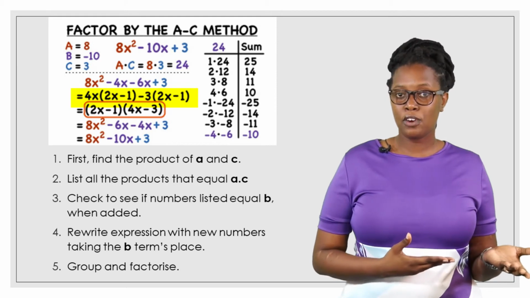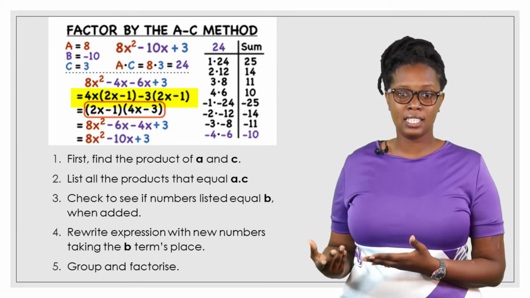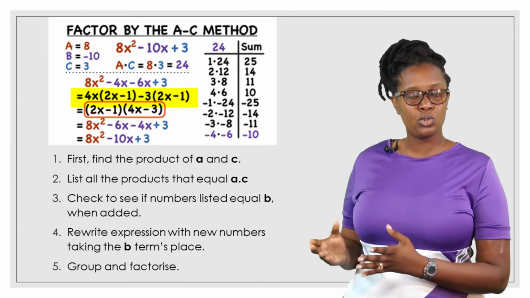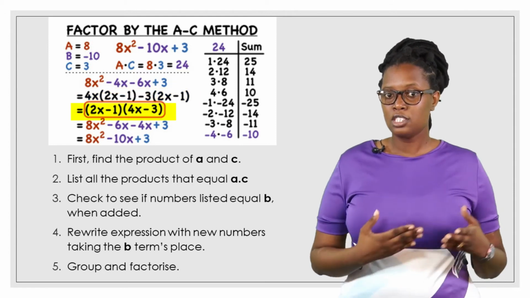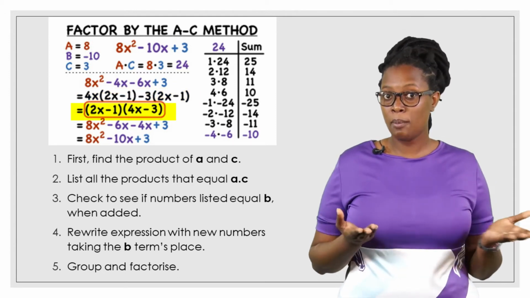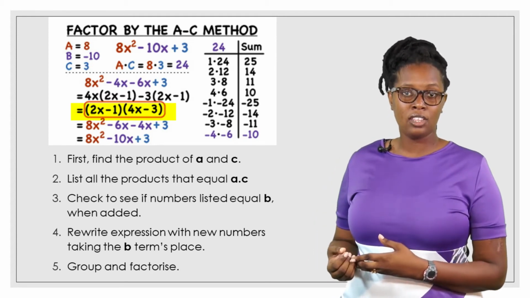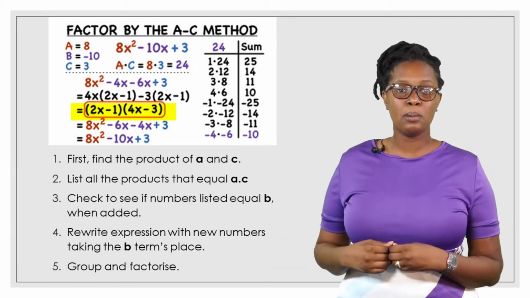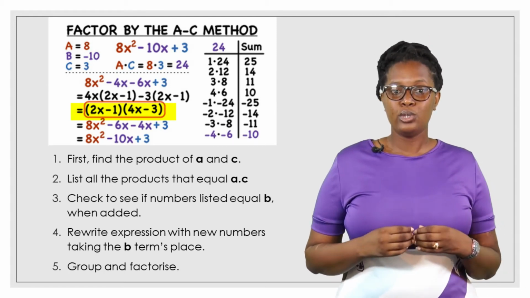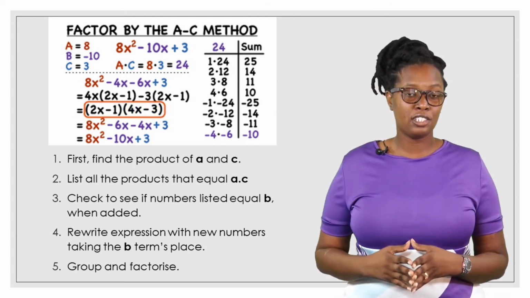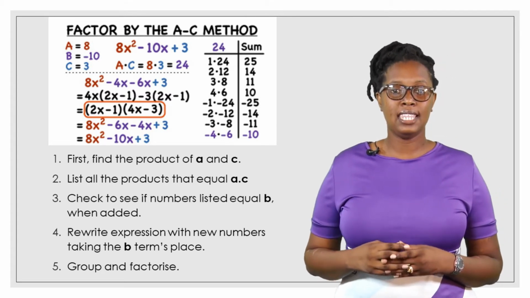So outside of the first bracket, we have 4x, and outside of the second bracket, we have negative 3. So when we put those two in a bracket, we have 4x take negative 3. So the first bracket, we have what is common in both brackets, 2x take 1. And in the second bracket, we have what is outside of both of the brackets, 4x take 3. So this is how we factorize quadratic expressions using the AC method.